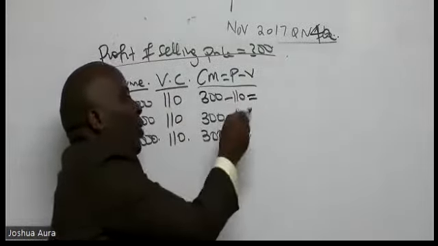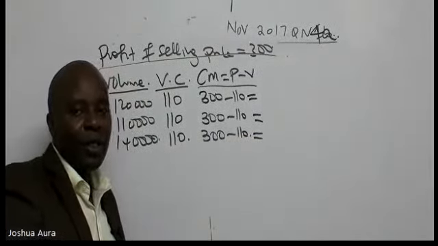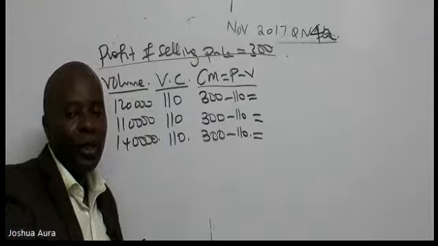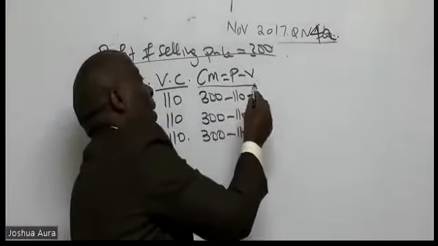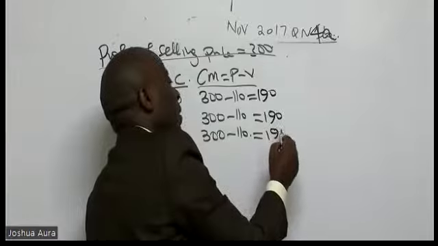Here we are lucky because we're going to have one figure throughout. So could you kindly give me this difference? 300 minus 110 gives me how much? Gives me 190. So I have here 190, 190, 190.